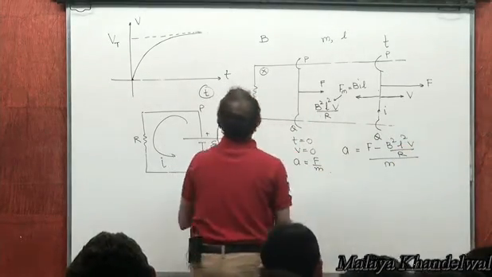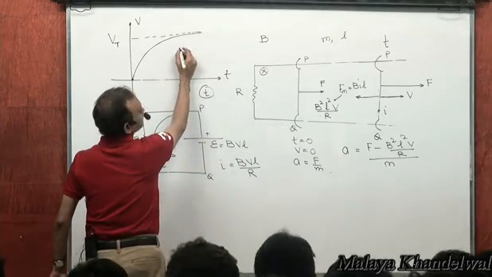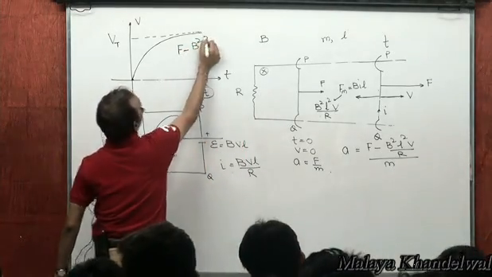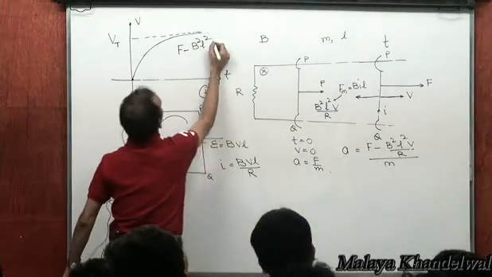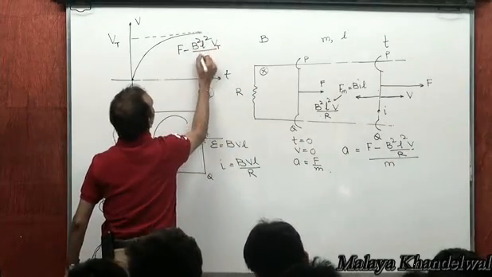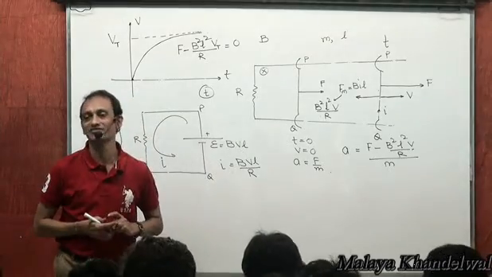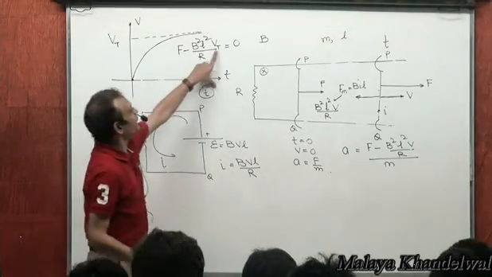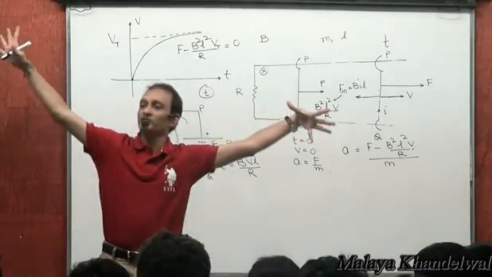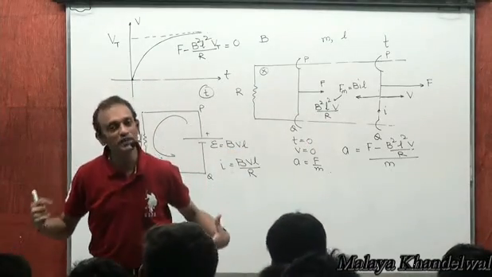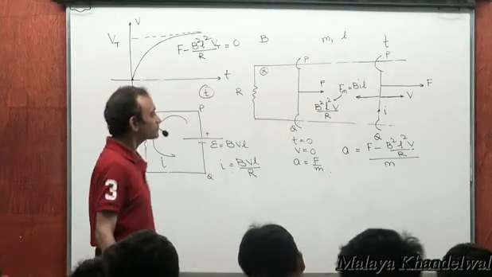So then V terminal can be obtained when I say F minus B squared L squared V by R, where V becomes V terminal, is 0. For V equal to V terminal, acceleration will become 0. So V terminal can be obtained. This happens after a very long time. We say mechanical steady state conditions have been obtained in the circuit, right?